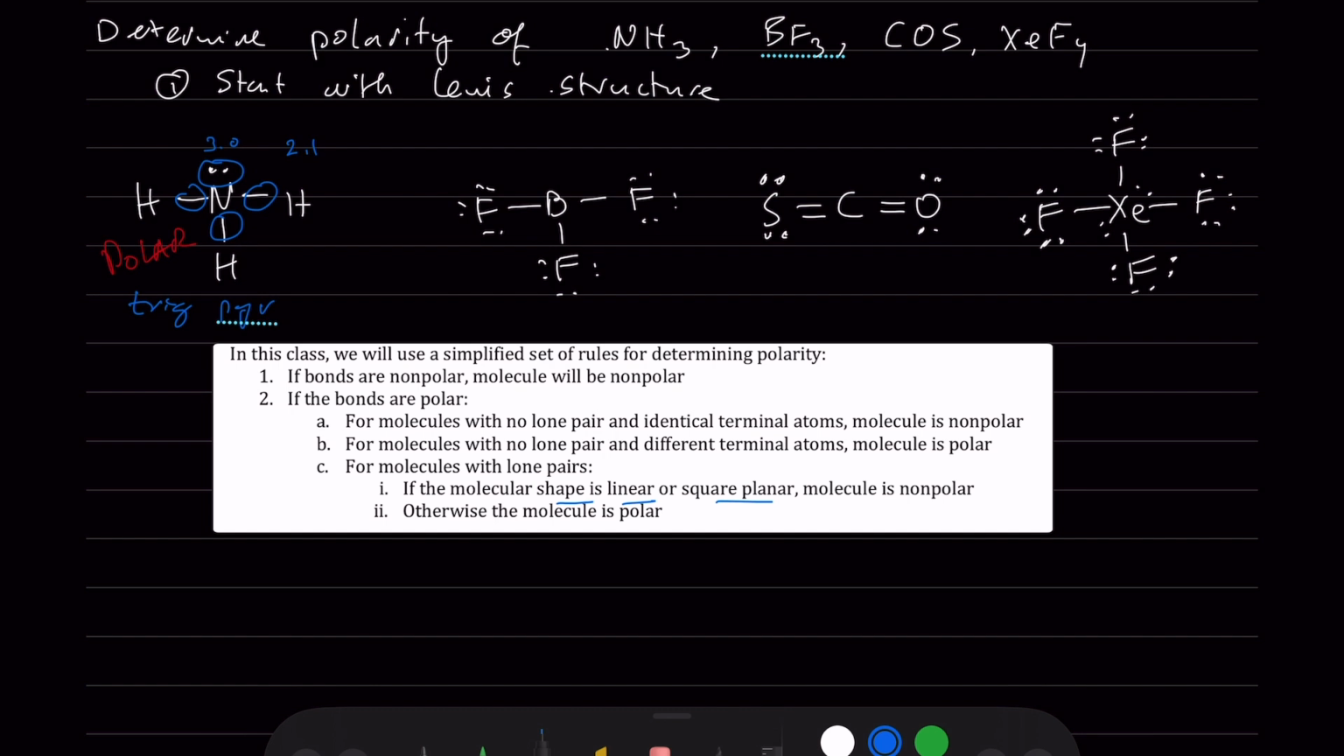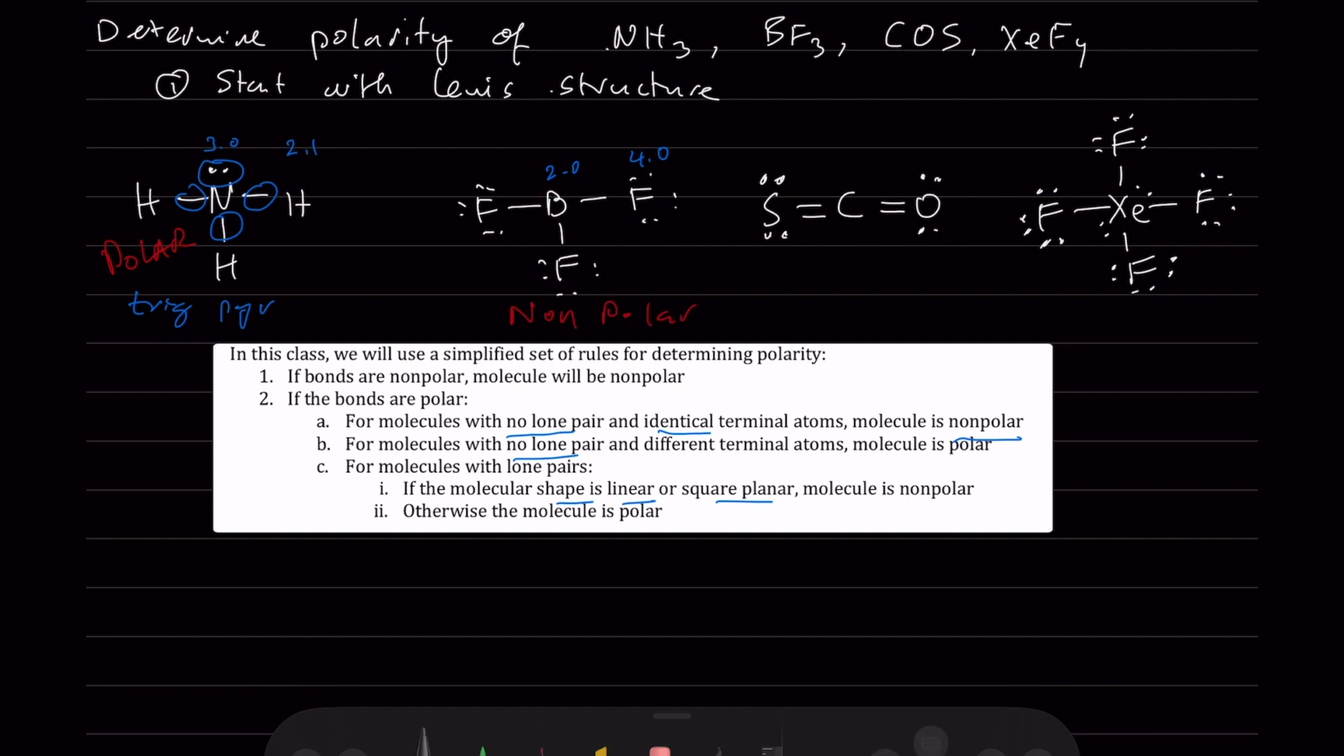Okay, let's take a look at our second one, which is BF3. It almost looks the same as NH3. It has 3 bonds, but no lone pair on the central atom. Okay, well, first thing is to look up the BF3 to see what kind of bonds we have. So B itself has an electronegativity of 2.0, and then F has an electronegativity of 4.0. So that bond is really pretty polar. We see in this case that there's no lone pair on the central atom. Then we have to see if the terminal atoms are identical or not. Okay, so if there's no lone pair, there's 2 options here: identical or different terminal atoms. Well, the terminal atoms are all F, so they're identical terminal atoms. So that means the molecule must be nonpolar.